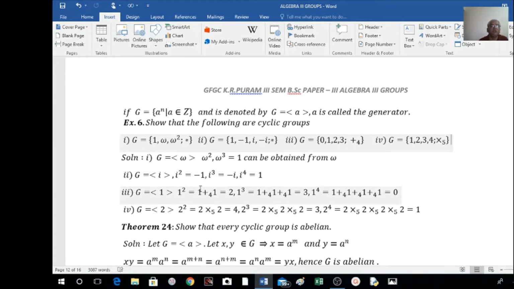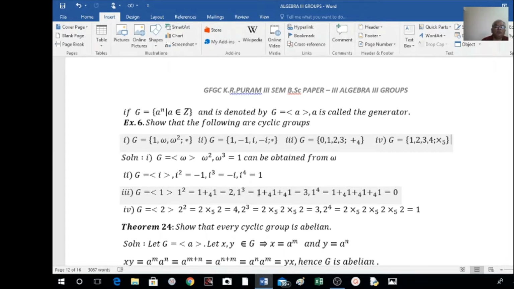1 squared does not mean 1 into 1 here; it means 1, the operation, 1. So that is 1 plus 1. Adding these two, we get 2. Divide this by 4. What is the remainder? I am getting 2.